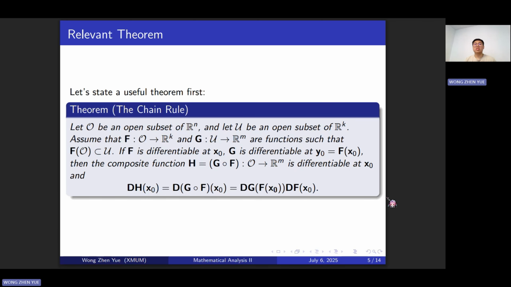But before we talk about our main topic today, let's talk about a relevant theorem first, which is the chain rule. The chain rule says that if the function f is differentiable at s0 and the function g is differentiable at y0, where we define y0 equal to f of s0, then the composite function h from O to R^n is also differentiable at s0. And we have the Jacobian of h at s0 is equal to the Jacobian of g at y0 multiplied by the Jacobian of f at s0. Then why do we talk about the chain rule? Because we want to use it later in my proof.